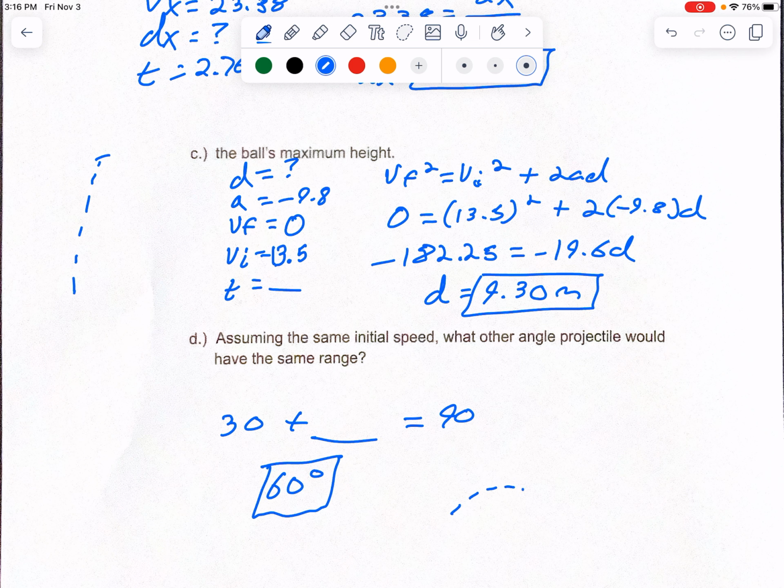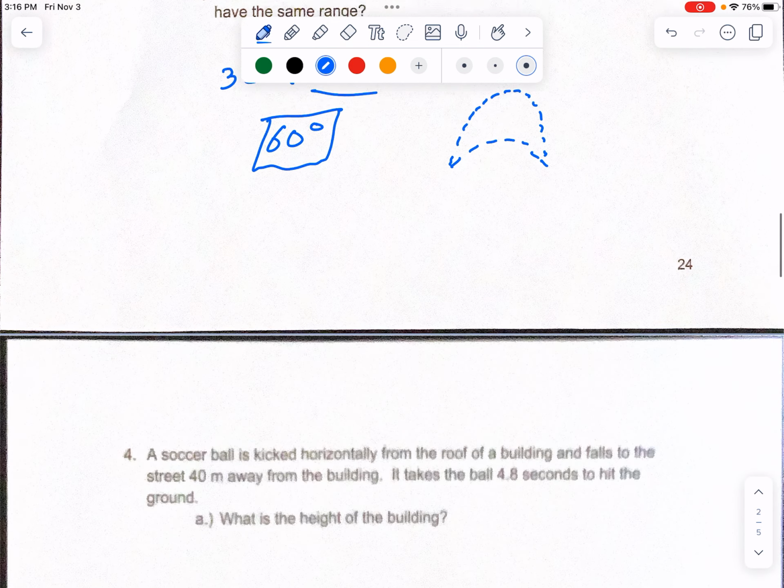30 would be lower. It wouldn't have very much hang time. Okay, 60 is going to have a lot more hang time, so it's going to be in the air longer. Okay, but they're going to land in the same spot. So as long as they add to 90 degrees, they will land in the same spot.